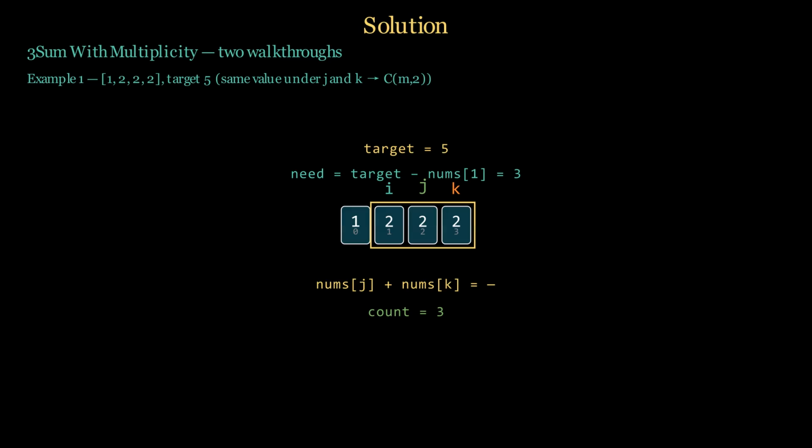Next i is 1, need 3 for the pair, count so far 3. Pair sum is 4, above 3, triplet sum is 6. Move k left to decrease the pair sum. Inner 2-pointer pass ends for this i.